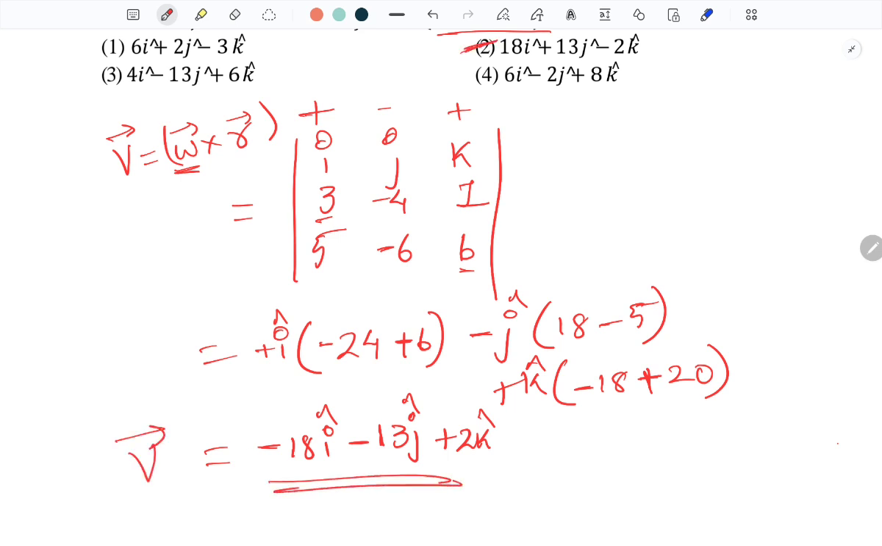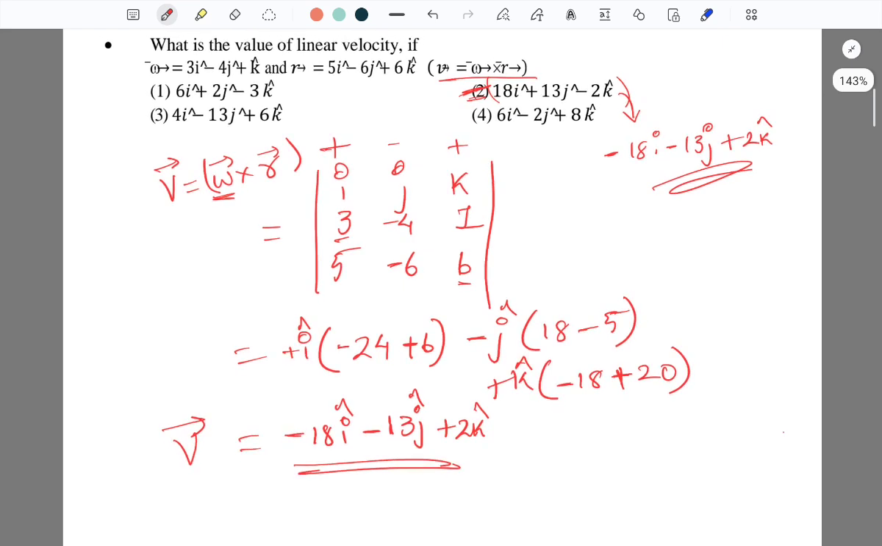So this is the answer. But the problem is the option given is wrong. So the right option, you'll just change it: minus 18 i cap minus 13 j cap plus 2 k cap, meaning he has missed the minus 1. So whatever option he has given, actually the negative of option 2 is the answer. Anyhow, we have got the working right. I hope you have understood this particular case.